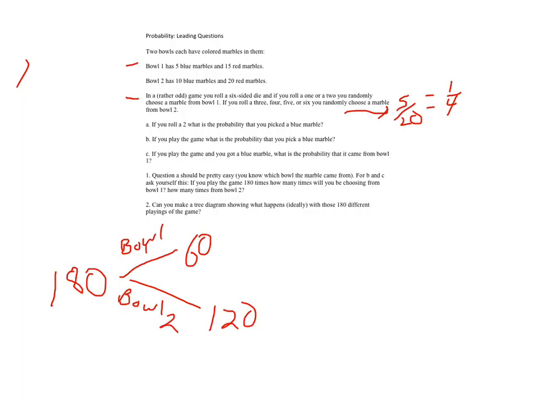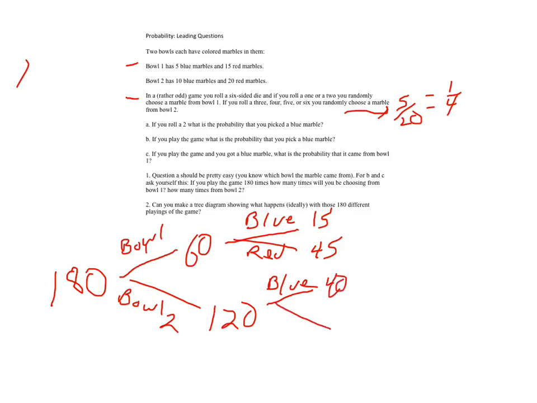Okay, so if we take marbles from bowl 1, if we did that 60 times, well, 1/4 of the time we're going to get a blue, and 3/4 we're going to get red. 1/4 of 60 is 15, so blue, 15, red, 45. In bowl 2, there are 20 red marbles and 10 blue marbles. In other words, 2/3 of the marbles are red, 1/3 are blue. So blue, 1/3 of 120 is 40. Red, 2/3 of 120 is 80.